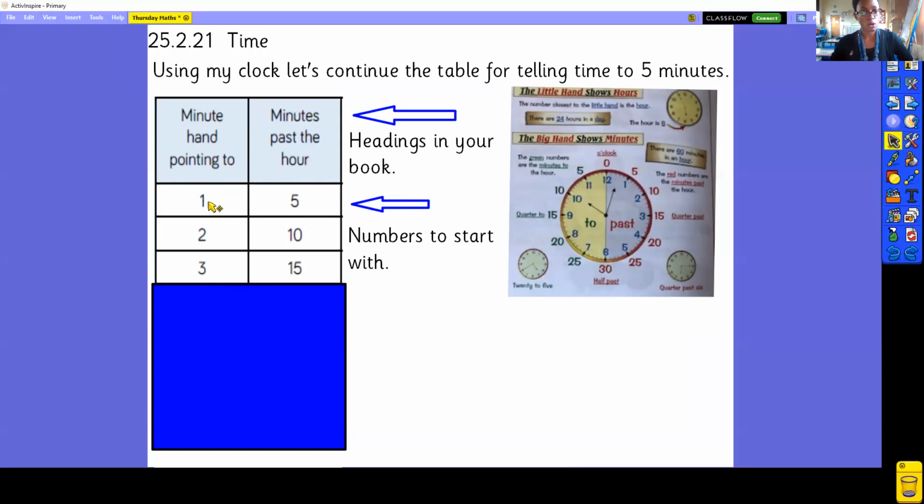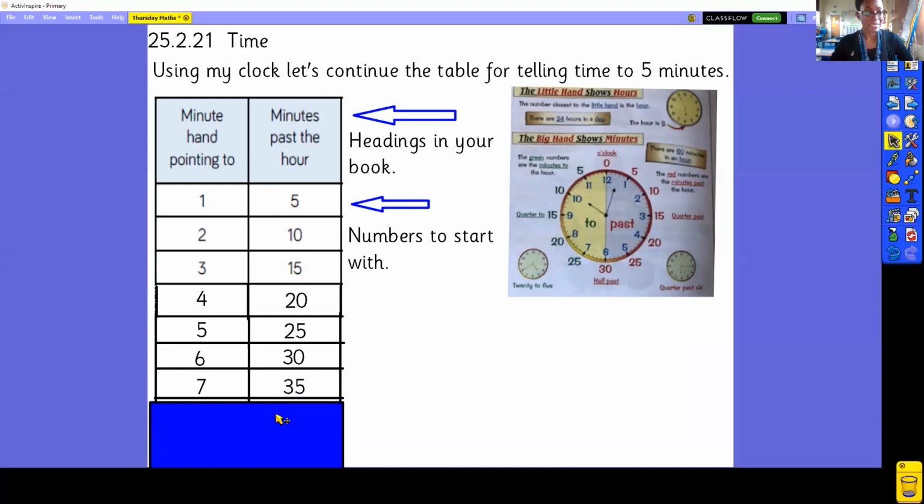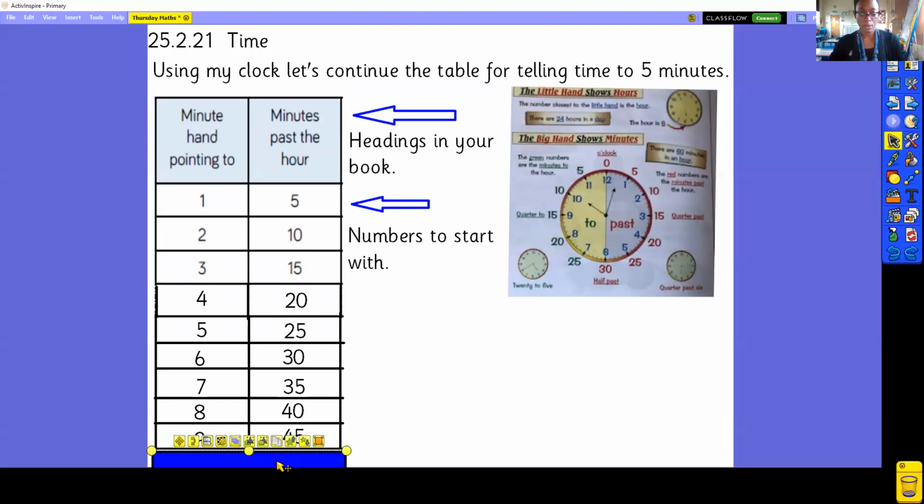So first thing you can put in 1, when the minute hand's pointing to 1, it's 5 minutes past the hour. Minute hand pointing to 2, it's 10 minutes past the hour. Minute hand pointing to 3, it's 15 minutes past the hour. Ready? Let's keep it going. Pointing to 4, 20 minutes past the hour. Pointing to 5, 25 minutes past the hour. Pointing to 6, 30 minutes past the hour. Pointing to 7, 35 minutes past the hour. Pointing to 8, 40 minutes past the hour. Pointing to 9, 45 minutes past the hour.